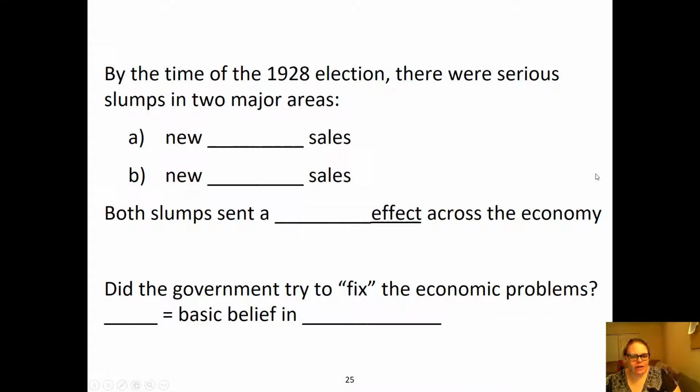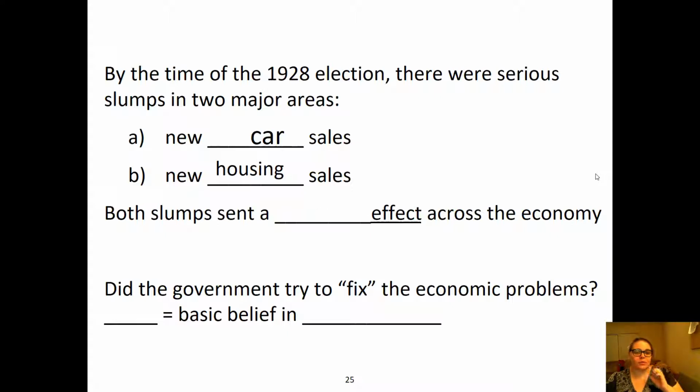By the time of the 1928 election, there were serious slumps in 2 major areas. We've talked about this before. Anytime you see a slump in either of these 2 areas, you know the economy is in trouble. And that is new car sales and new housing sales. Because everybody wants the American dream, and the American dream is to have your own car, to own your own home. So if people aren't buying those 2 things, it's because they can't afford to. It's not because they don't want them. So anytime those 2 areas start to see sales slumps, you should start getting worried. It's not time to panic yet, but you should start getting worried because that means something's wrong with the economy, that people can't afford to buy those things.